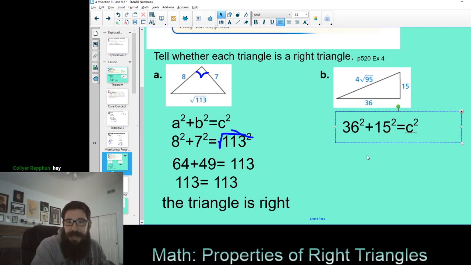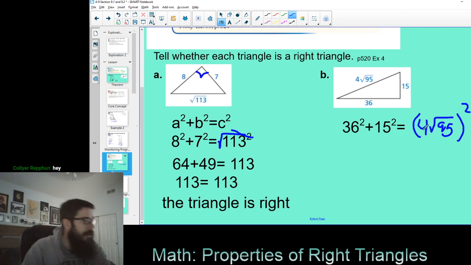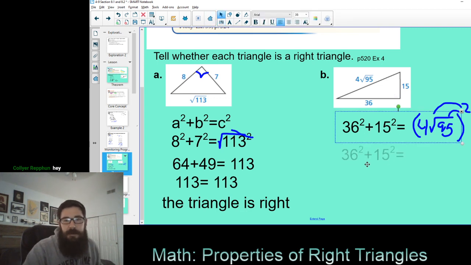I'm replacing A and B with 36 and 15. C here is going to be a little wild. So I'm probably going to have to write this one out by hand. I've got 36 squared plus 15 squared equals 4 and then the root of 95 squared. But I'm going to put all that in parentheses because these pieces are being multiplied. It might have been a while since you did properties of exponents. What I'm allowed to do, though, is take this squared to both pieces. Meaning, I'm going to have something that looks kind of like this.